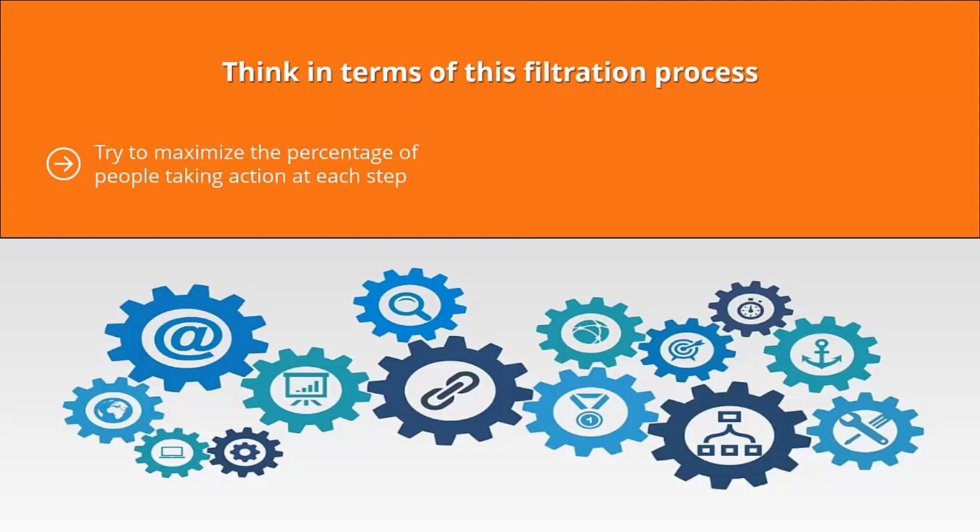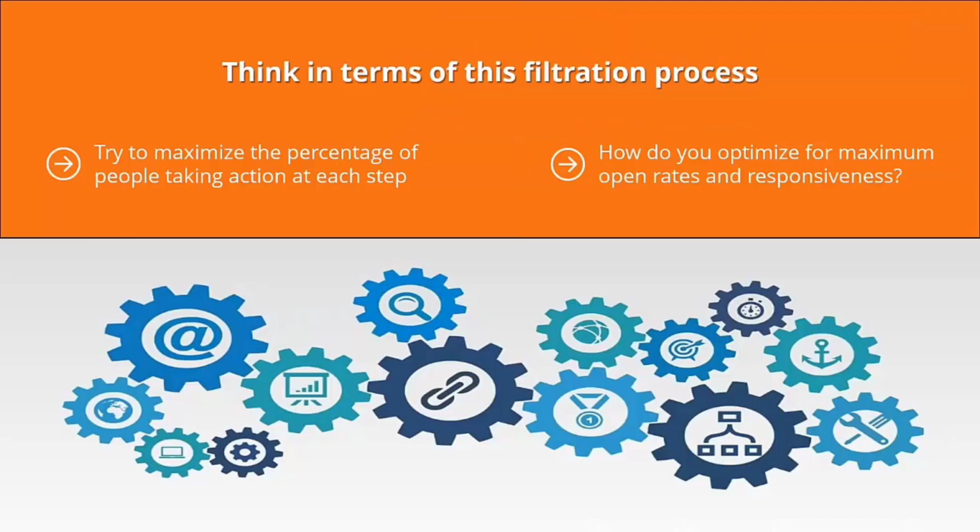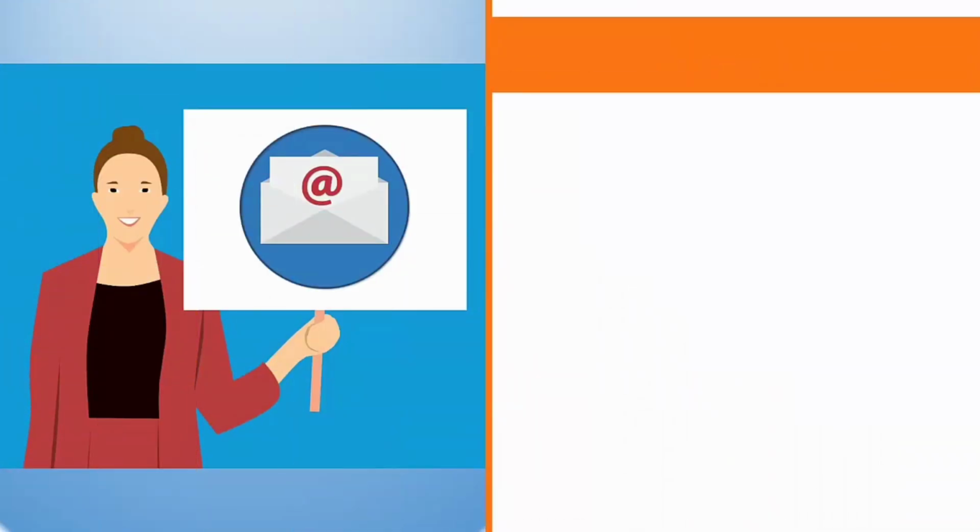Start out with a large base of list members. Try to maximize the number of people opening your email and then work to increase the number of people reading through your emails and clicking through to your target website. How do you optimize for maximum open rates and responsiveness? It is actually quite simple. First, you need to be clear about your target niche for your list. Put simply, your updates have to be all about your niche. They have to be targeted to the set of problems people in your niche have.